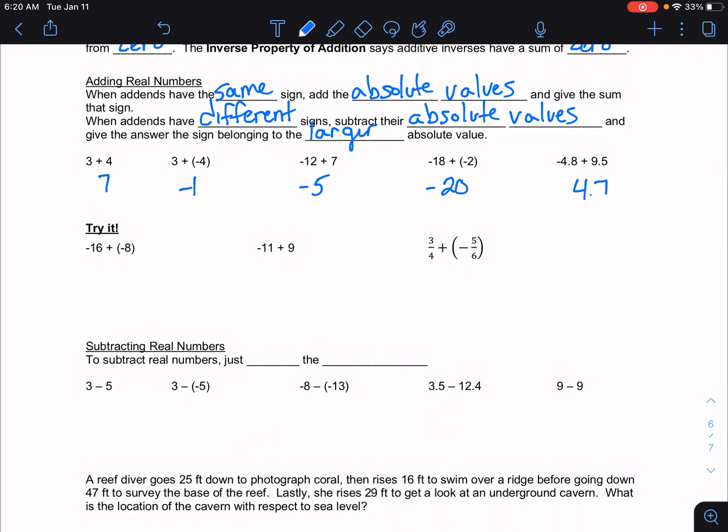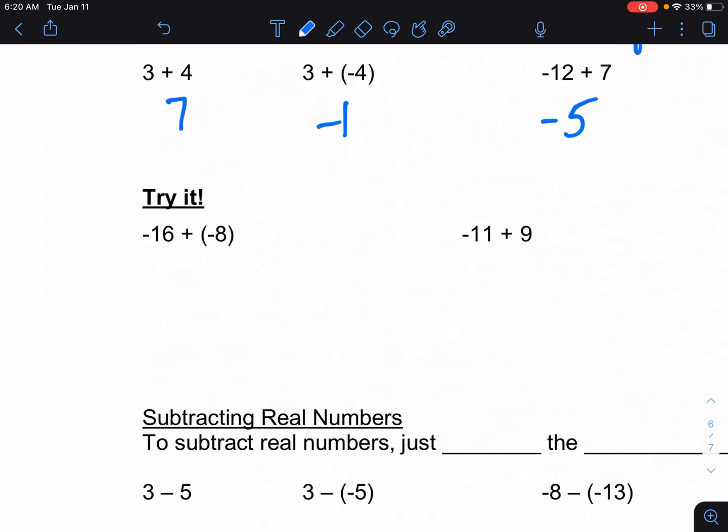Okay, let's see how you did. So, -16 plus -8. Signs are the same. We add the two numbers. 16 plus 8 is 24. And then since they're both negative, our final answer needs to be -24. For the next one, -11 plus 9. Signs are different. We subtract. 11 minus 9 is 2. 11 is larger, so we'll make it a -2.